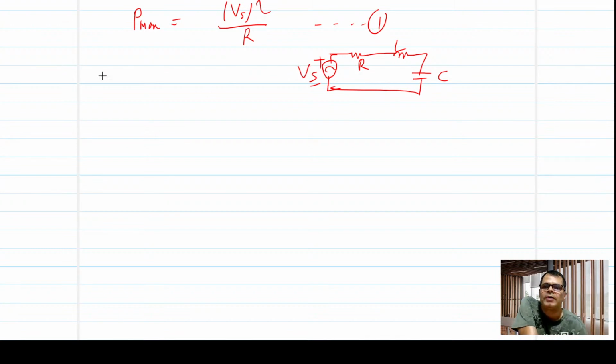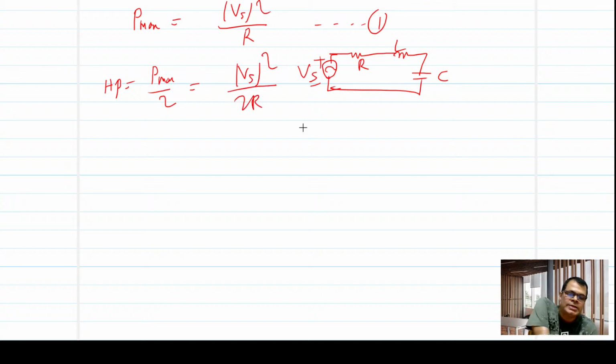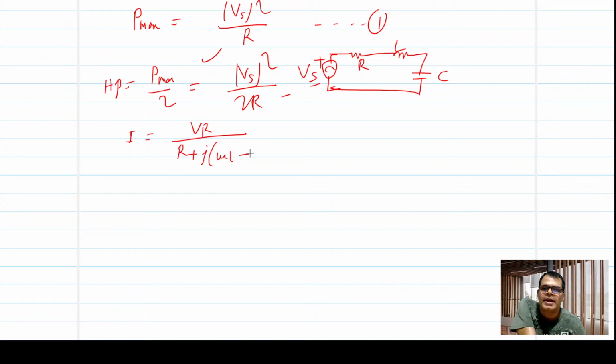Now what is the half power? Obviously P max upon 2, which is Vs magnitude square upon 2R. Now we need to find the frequency at which this occurs. Obviously you will equate with this power at a certain frequency. So what is the general current I? Vs upon R plus j into (omega L minus 1 upon omega C).